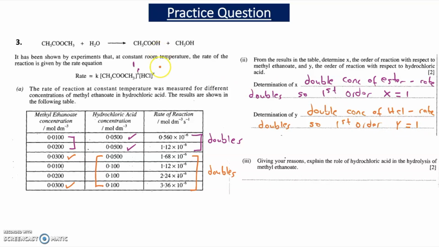So there's 2 marks for this question. So you get 1 mark for the correct value of x and y.